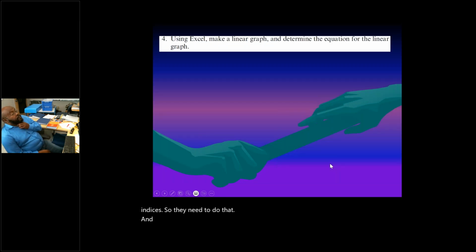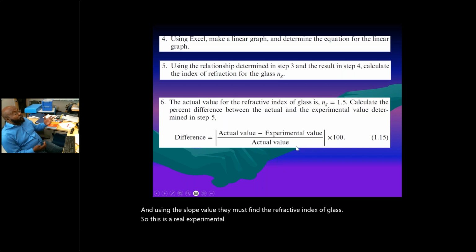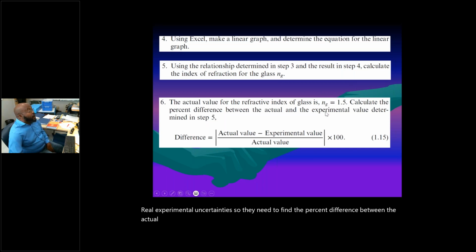And then again, they make a linear graph, and from the linear graph, they need to find the equation, and from the equation, they need to figure out the slope value, and using the slope value, they must find the refractive index of glass. So this is a real experimental result. Obviously, there are some real experimental uncertainties, so they need to find the percent difference between the actual value of the refractive index of glass and their experimental value.